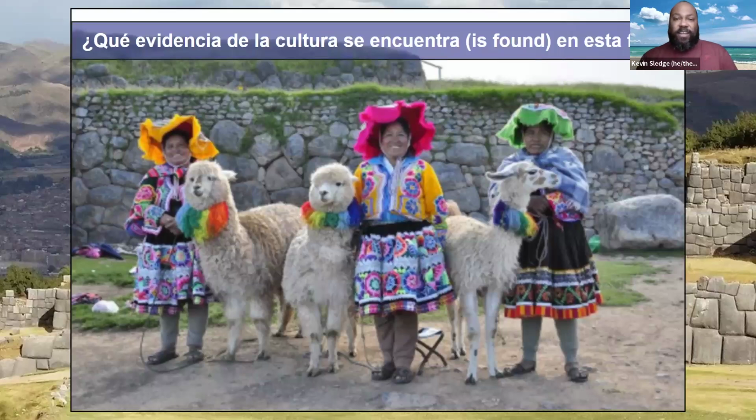Okay, and then I end by asking them this question: what evidence of culture can be found in this photo? And so students, they name out the dresses or the hats or the animals, right? So these are things that they can see that might help them to identify this photo as a picture of Quechua people of Peru, in the mountains of Peru.